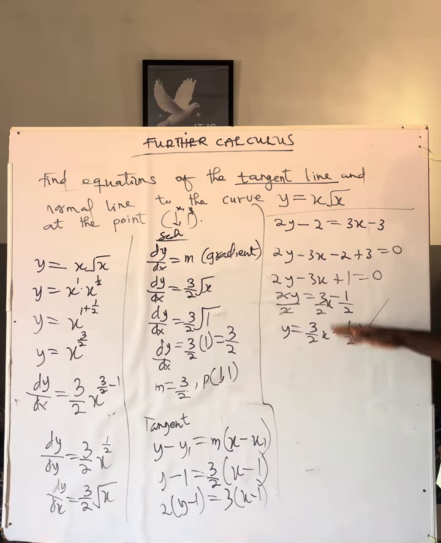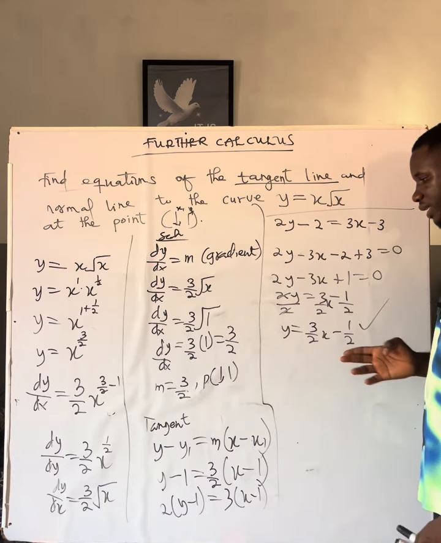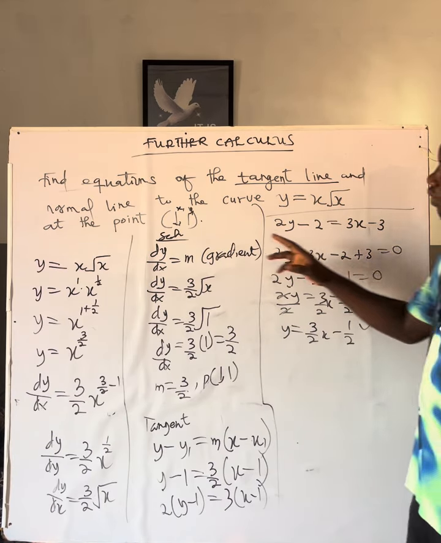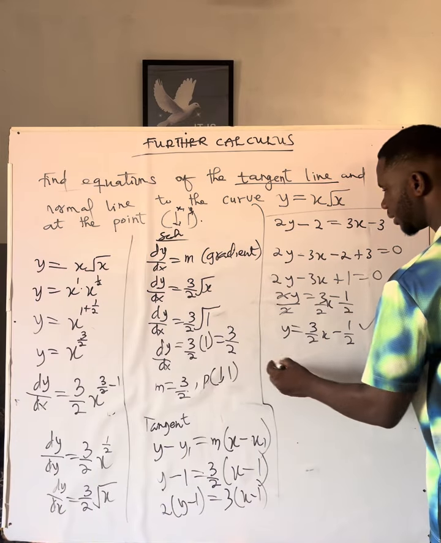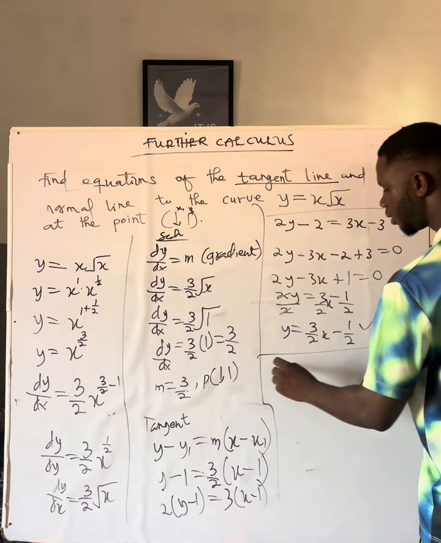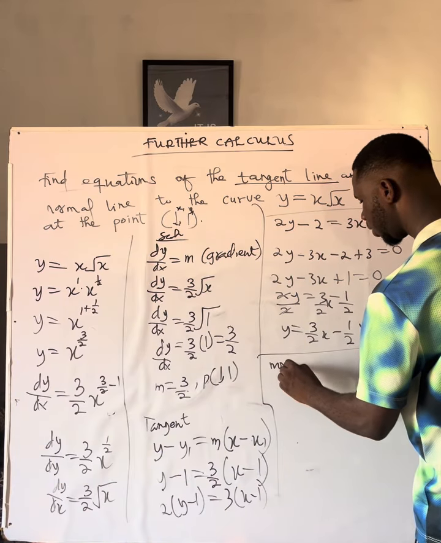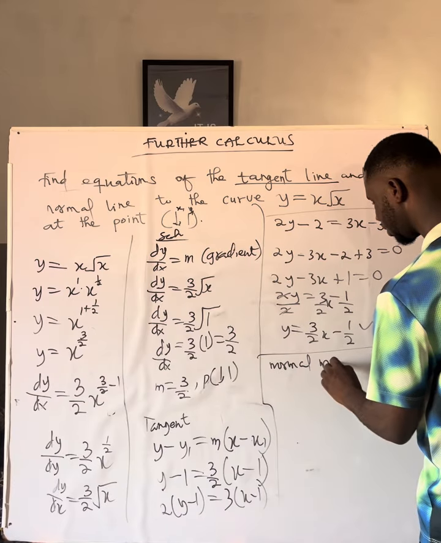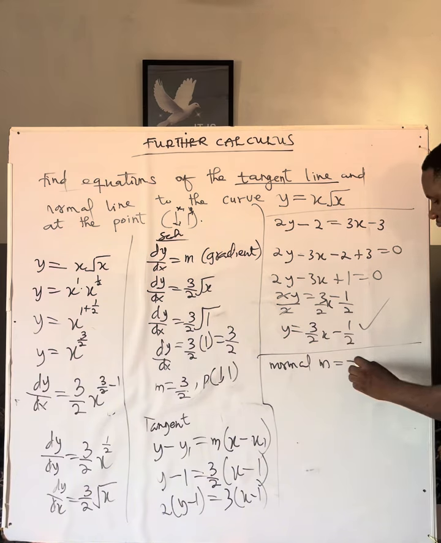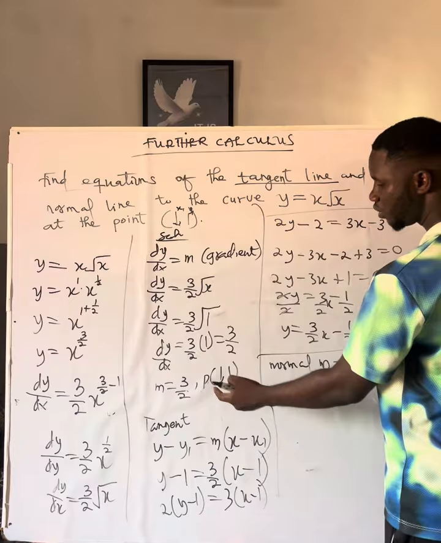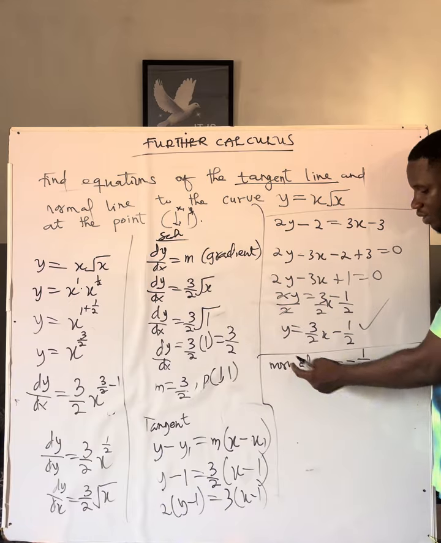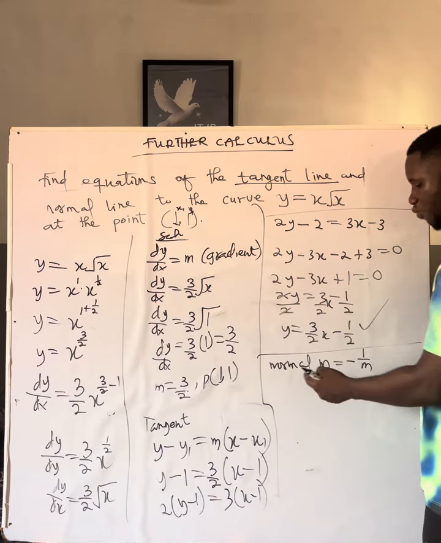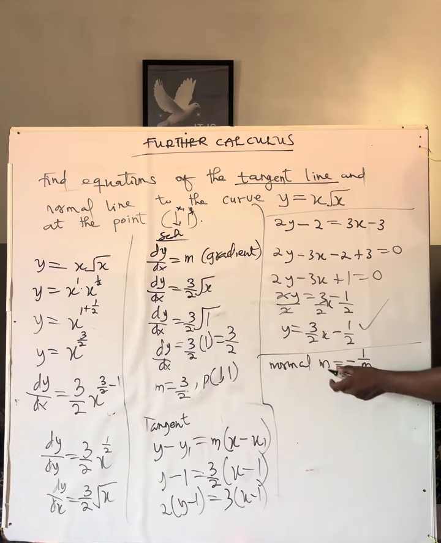So this will be our tangent equation. Okay, this is the equation of the tangent line. But the normal line, the gradient of the normal line, this is what you are going to do. The gradient of the normal, or the normal gradient, is going to be the negative reciprocal of the gradient. Okay, so the gradient that you got, that's 3 on 2. So that's for the tangent.